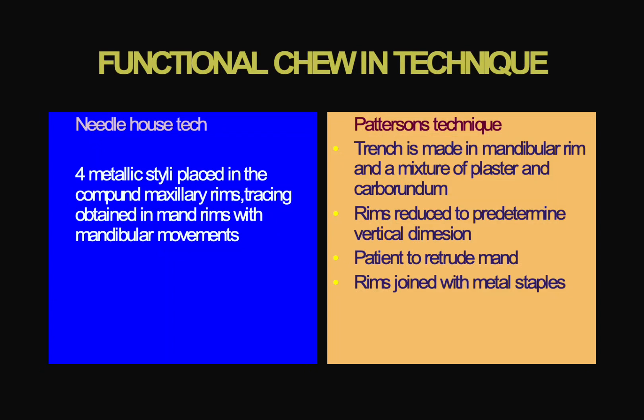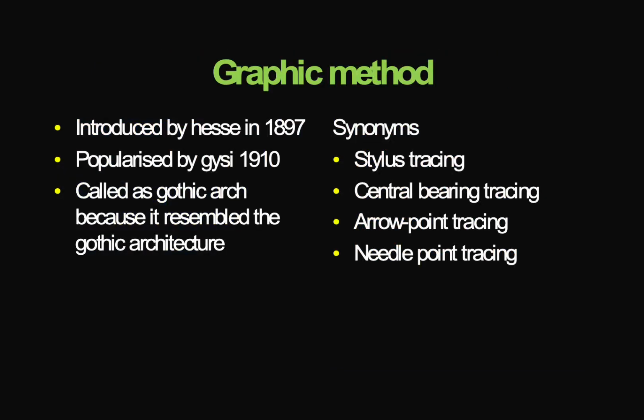The functional chew-in method was suggested by Needlehouse, wherein he used 4 metal styli placed in the compound maxillary rims and tracing was obtained in the mandibular rims while the patient moved the mandible. Peterson's method: he made a trench in the mandibular occlusal rim and filled that trench with a mix of plaster and carborundum paste, and the rims were placed and used to determine the vertical dimension, and the patient was asked to retrude the mandibular position, and the rims were joined with the help of metal staples.